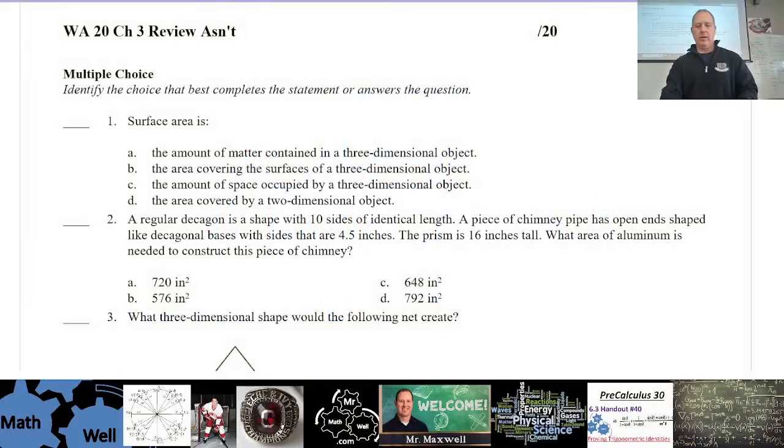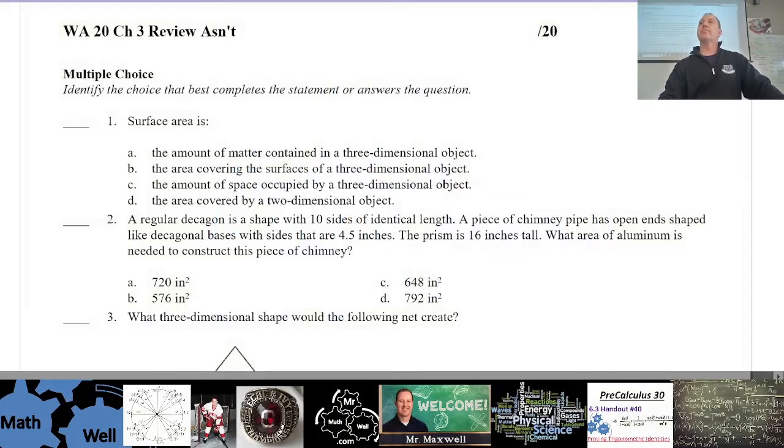All right, here we go. If you guys could get your review assignments out in front of you there. Light slip. Did you get light slip? Go get light slip.